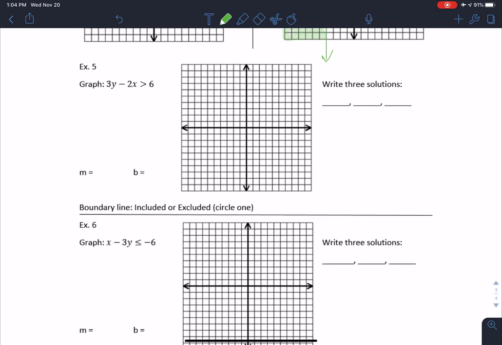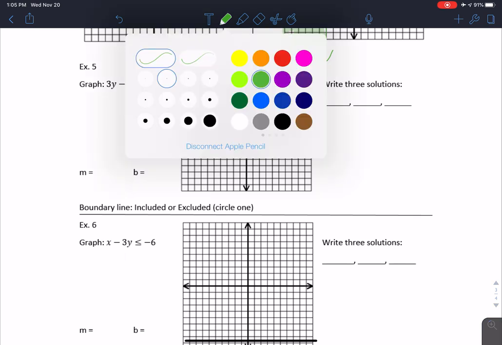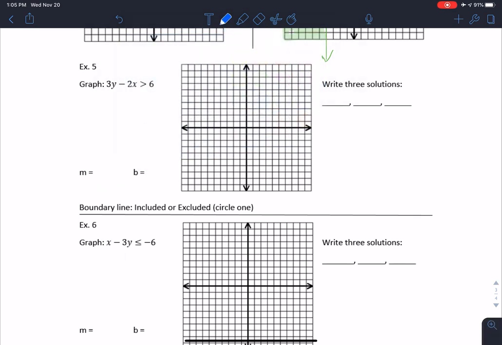Okay, so on the last two, our equation is not in y equals mx plus b, so we're going to have to solve our inequality first, like we practiced before Thanksgiving, and then we'll label our m and b and graph the line. So on this first example, remember we have two steps. We're going to move the term that has the x to the other side. So on this one, I have a negative 2x, so I'm going to add, that kind of looks like divide, so let me erase that. We're going to add 2x to both sides.